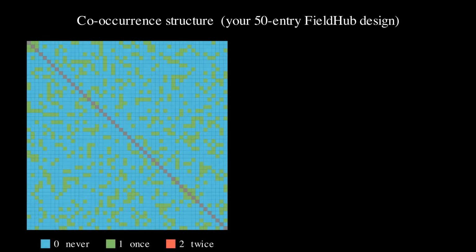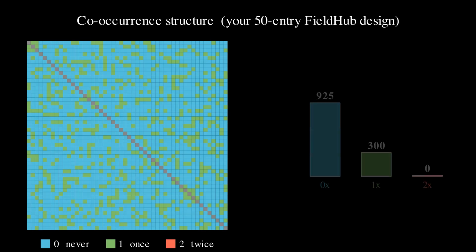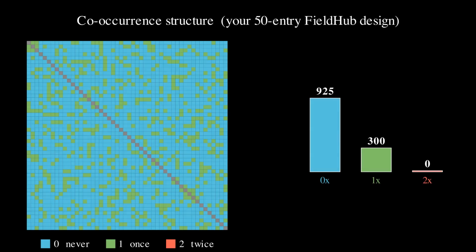The same heat map for your Field Hub design. 50 entries, so 2,500 cells, and only blue and green. There is no red anywhere. 925 pairs never meet, 300 meet once, and not a single pair meets twice. A clean alpha-01 design.